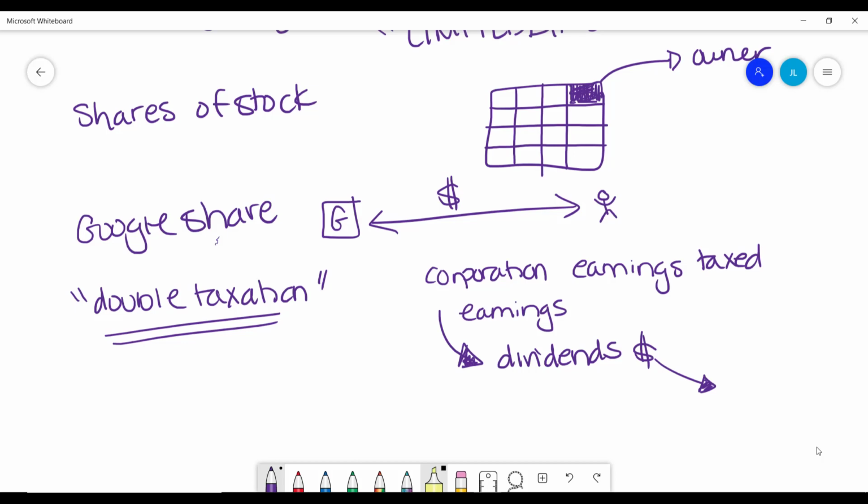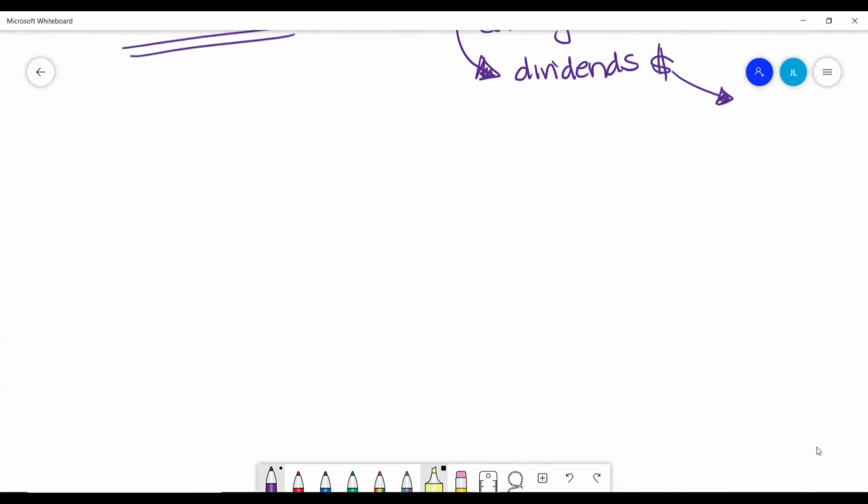For our purposes, a lot of our focus will be on corporations. It's not to say none of our problems will be from the perspective of a private business. It can be, but a lot of the problems that we'll be working on will assume the corporate form of business.